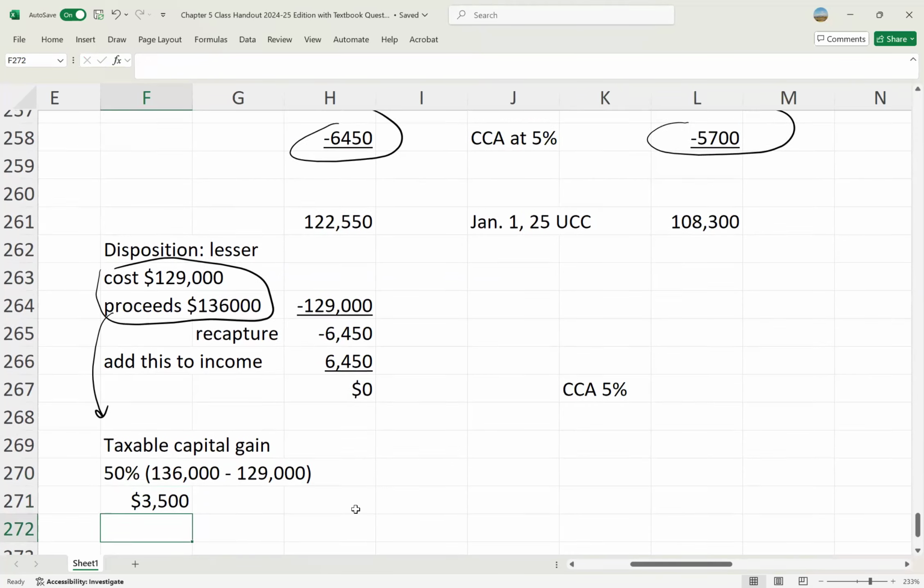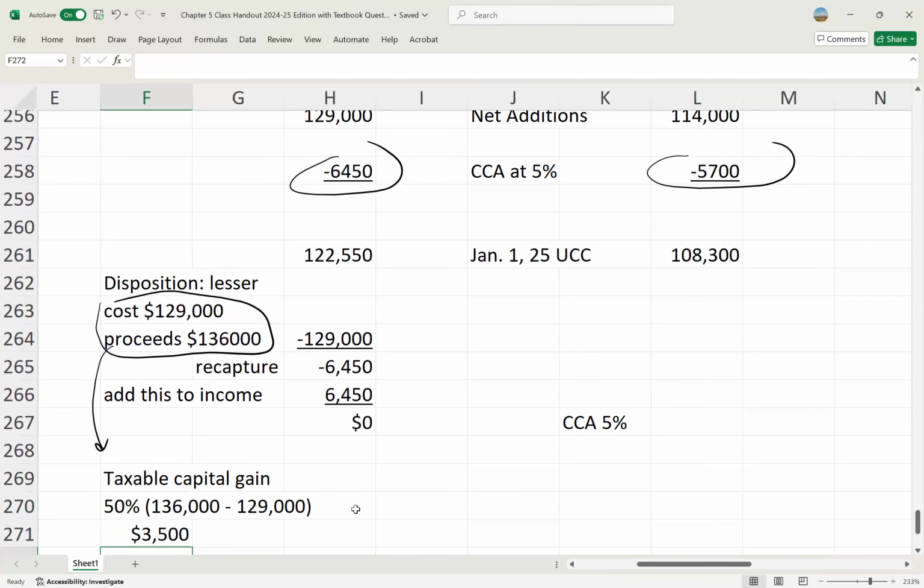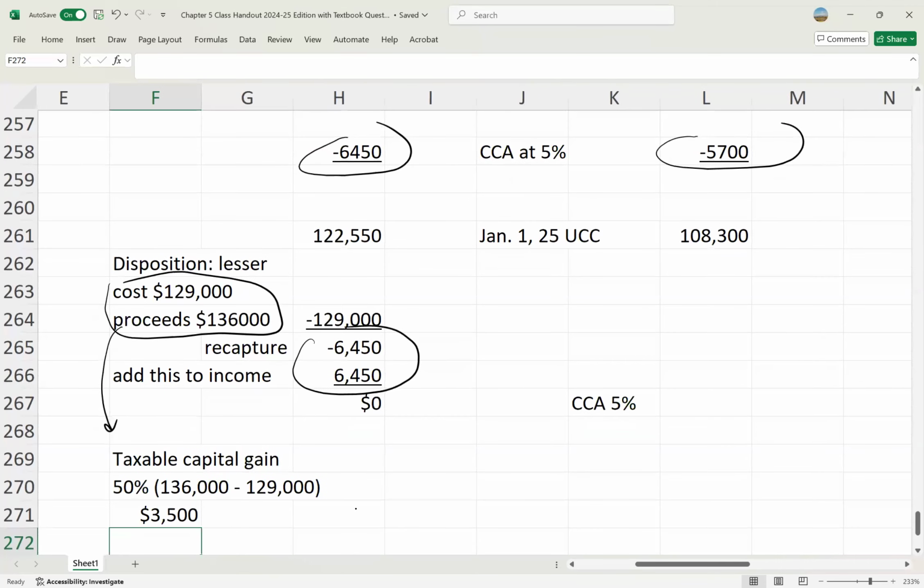So for this first business that was sold, there would be recapture of 6,450. So they're going to have to add that to the company's income, 6,450. And then there's also going to be a taxable capital gain of 3,500 from the sale of this business one for the goodwill that they received, a payment of 136,000.